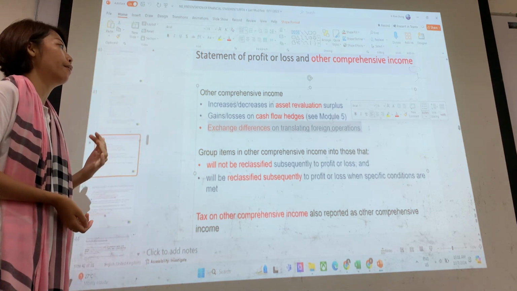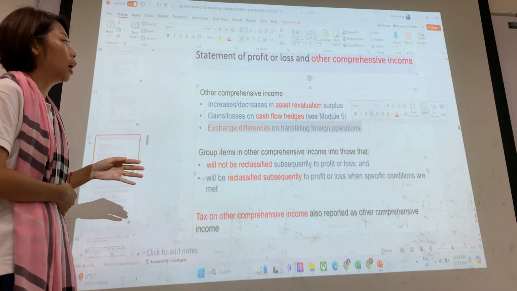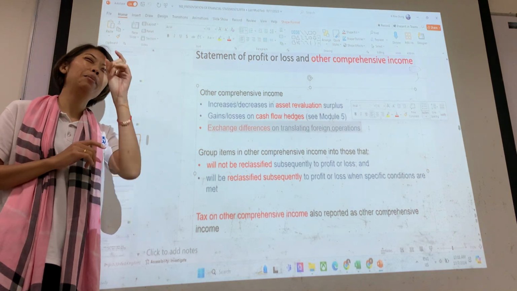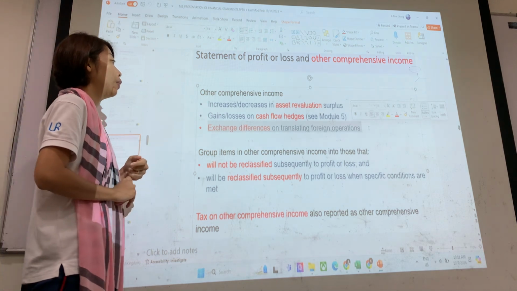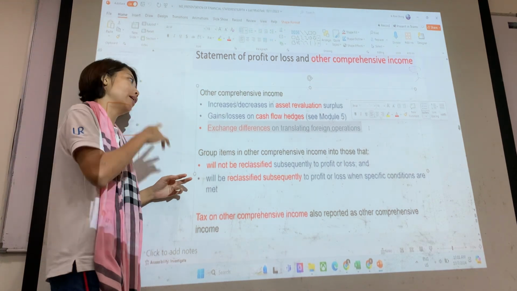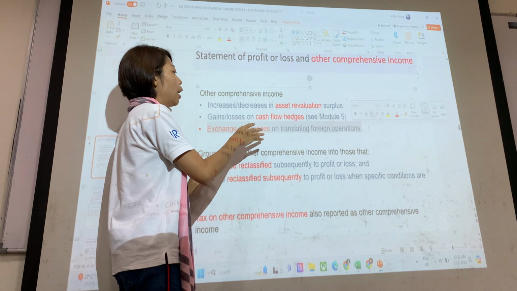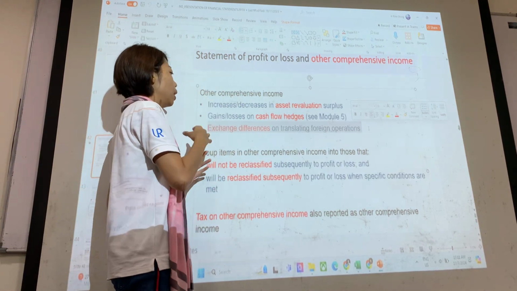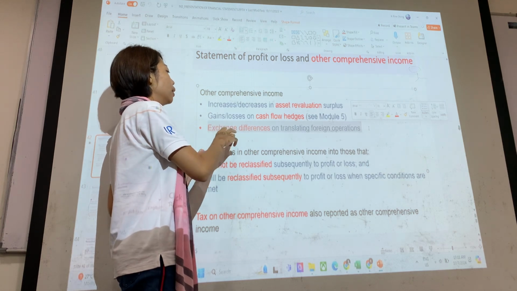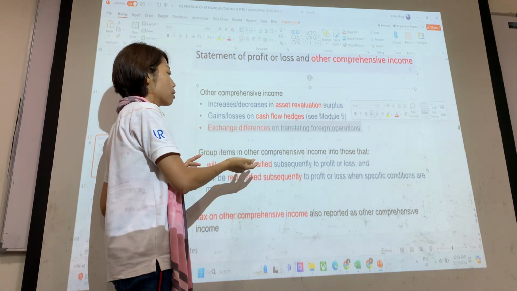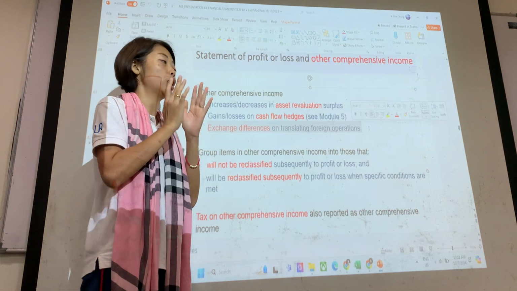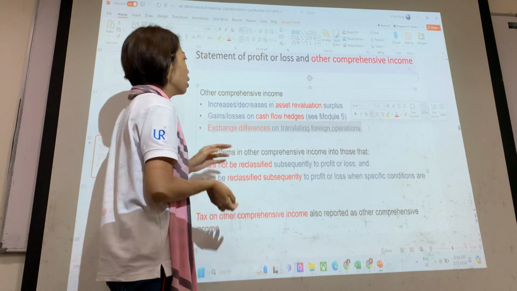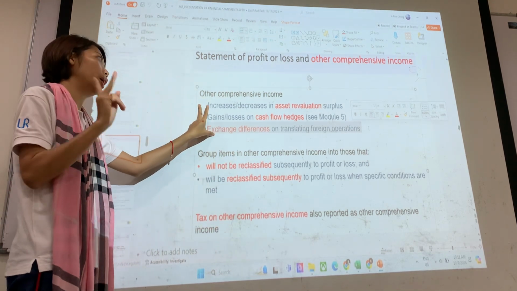And therefore, at the end of the year, I will have to retranslate to the presentation currency. A little bit like the one you're studying in Part 4, but not that difficult. I will have to translate from Indonesian rupiah to Ringgit Malaysia, and there will be either an unrealized gain or an unrealized loss at the end of my financial year. This is called exchange difference on translating foreign operation. So we remember these two things only for now.